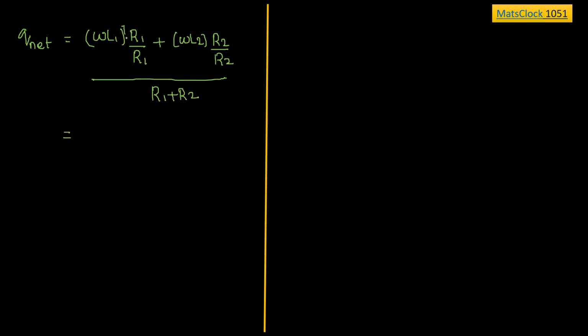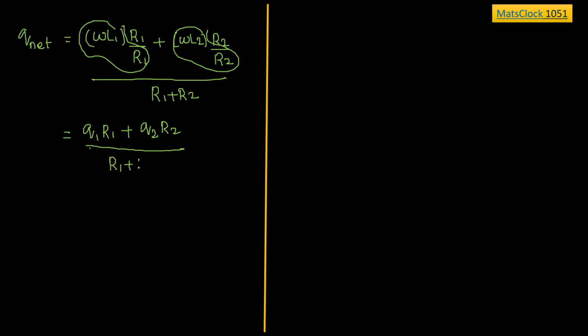We know omega L1 by R1 can be replaced by Q1. Exactly, sir. So Q1 into R1, plus omega L2 by R2 will be replaced by Q2, so this can be written as Q2 into R2. Should I write like this? Yes or no? Yes, sir. So the whole thing divided by R1 plus R2. So I forgot to give the values of R1 and R2, right? Forgive me, guys. So this is the overall answer, the net quality factor.